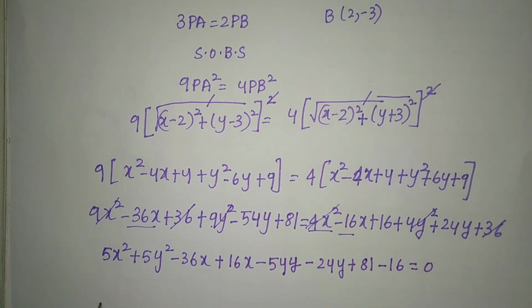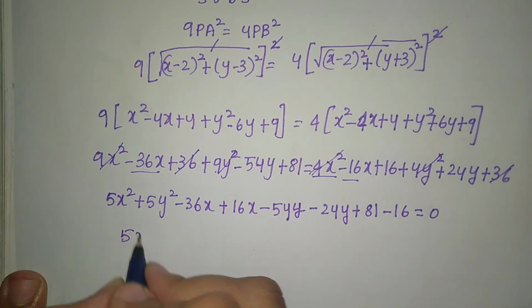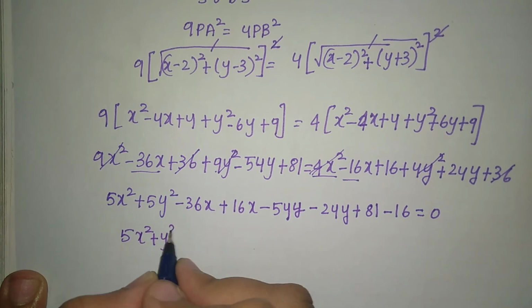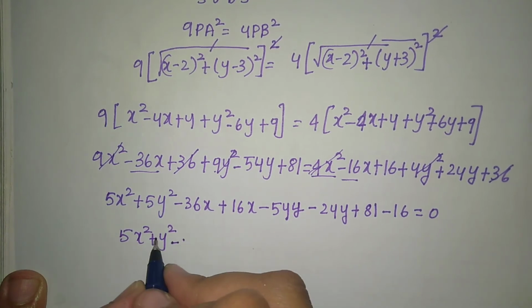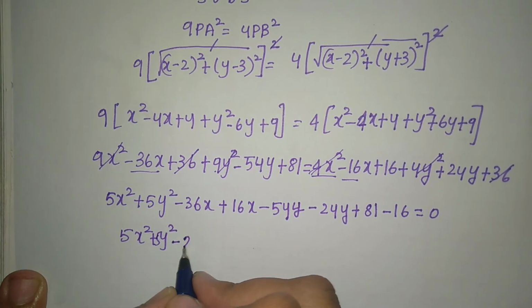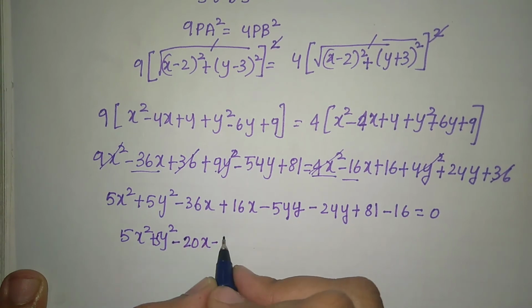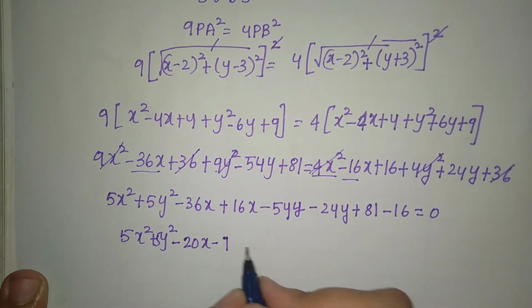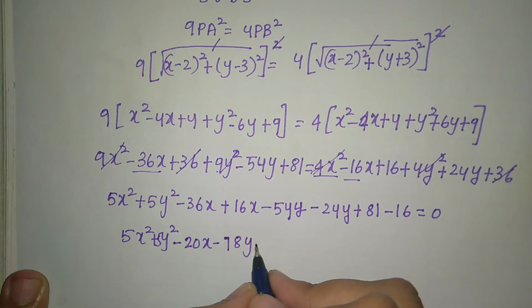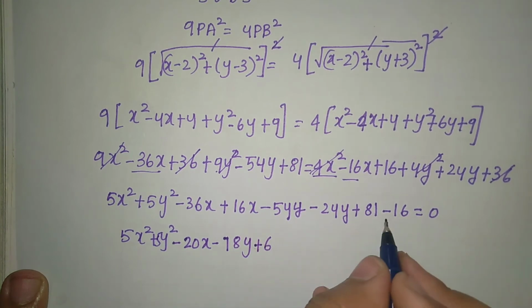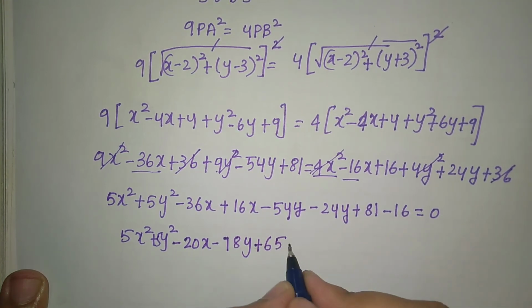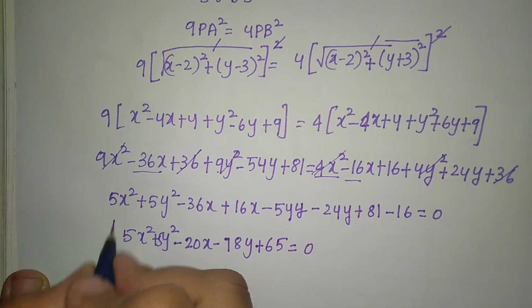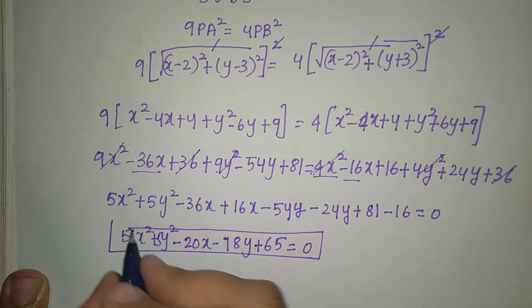So 5x square plus 5y square minus 20x minus 78y plus 65 is equal to 0. So therefore this is the required equation of the locus.